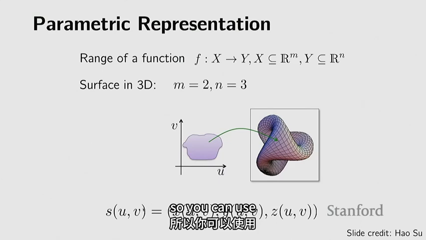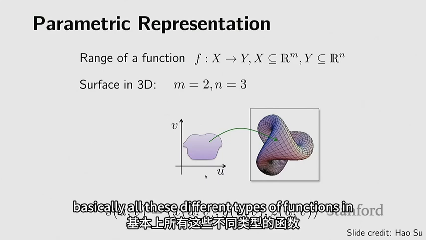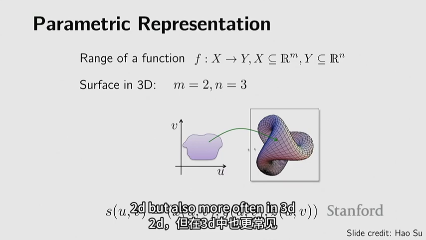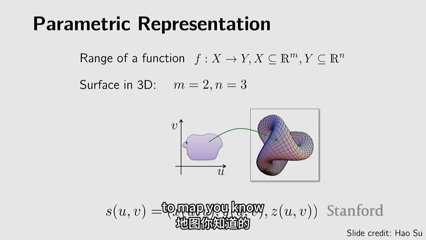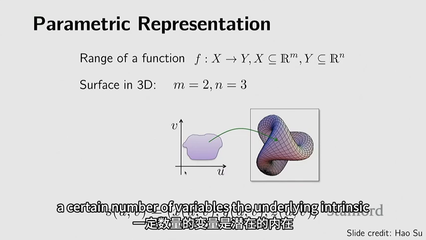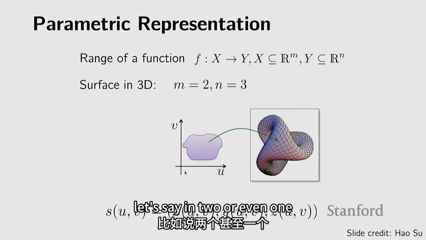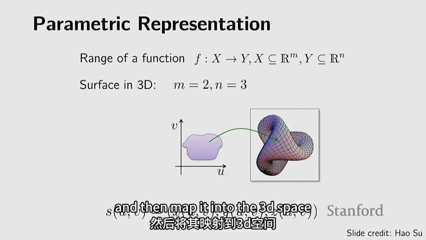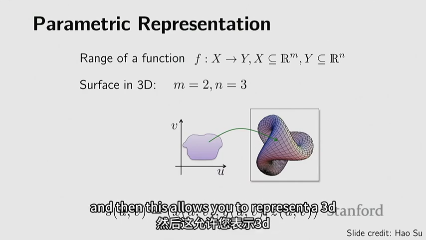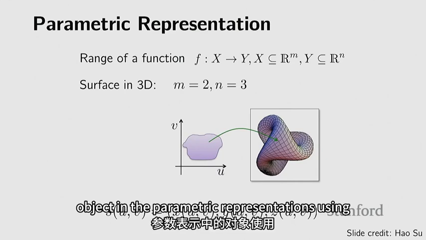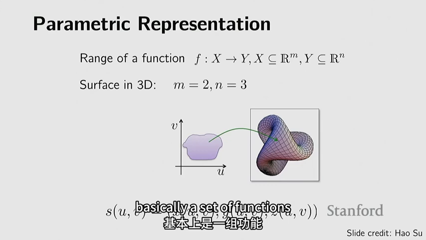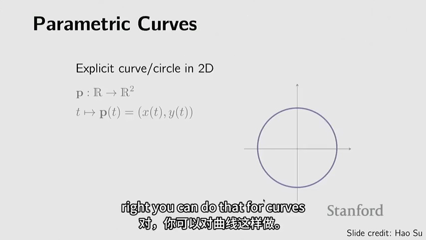So you can use all these different types of functions in 2D, but also more often in 3D, to map a certain number of variables, the underlying intrinsic dimensionality of the objects, which is often, let's say, 2 or even 1, into the 3D space. And this allows you to represent 3D objects in parametric representations using a set of functions, right? You can do that for curves.